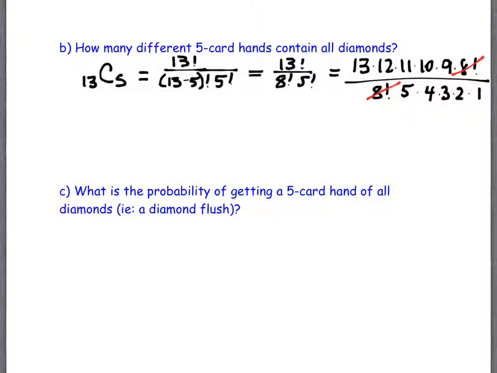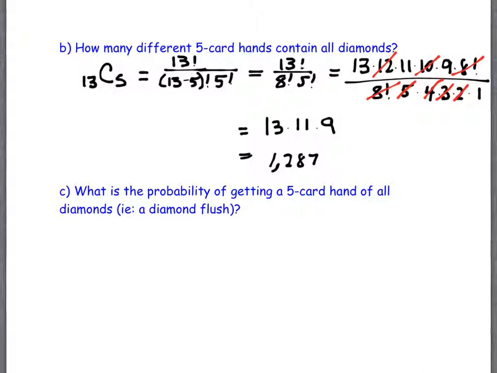You can actually pair these up really nicely. Notice if I take 5 and 2 combined, what is 5 times 2? 10, and I have a 10 in the numerator. And what's 4 times 3? 12, and I have a 12 in the numerator. So that one actually pairs up really friendly. So this result ends up being 13 times 11 times 9. So what is 13 times 11 times 9? I mean, there's still 1,000 hands plus, a little bit more, that are all diamonds.